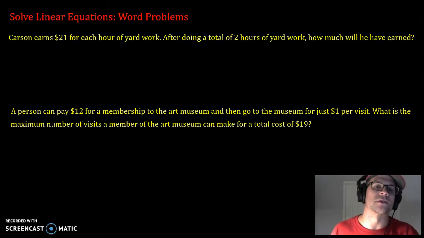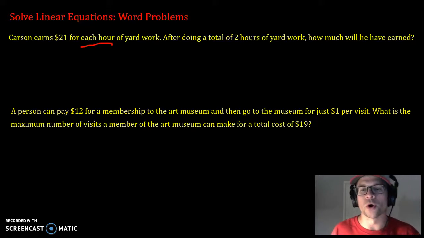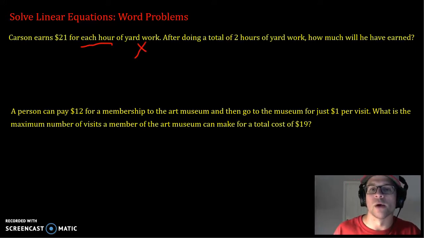So this first one, Carson earns $21 each hour of yard work, and after doing a total of 2 hours of yard work, how much will he have earned? So this scenario is not necessarily going to be an equation, but more of an expression because we're given a number of $21 for each hour. Whenever I see each or per, that usually means it's a number times a variable, and that variable is going to represent hours of yard work, which is what our x is going to represent.